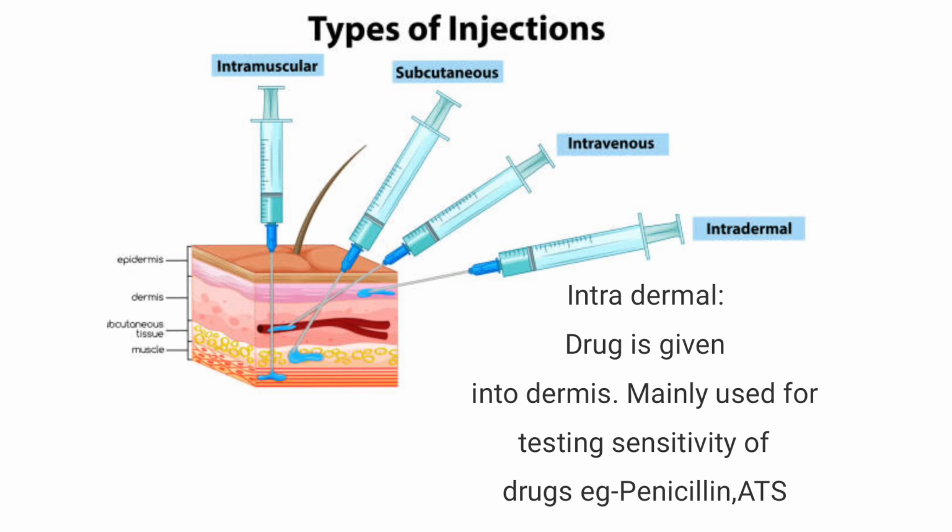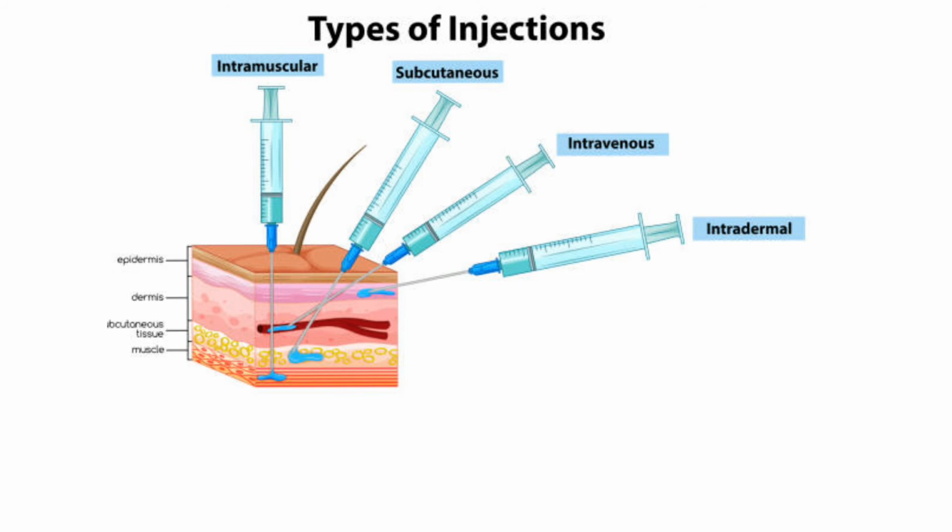And the last one is intradermal route. Here, the method is totally painful. This route is employed for a specific purpose only. The drug is given within skin layers, that is dermis. It is mainly used for testing sensitivity of drugs. For example, penicillin, ATS, anti-tetanus serum.